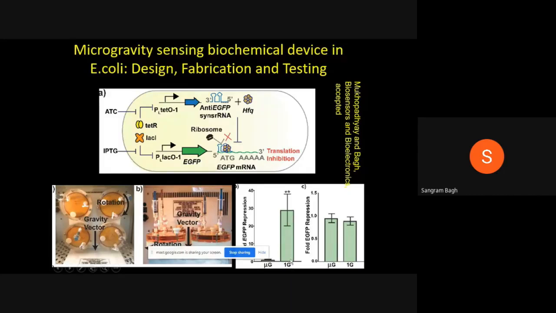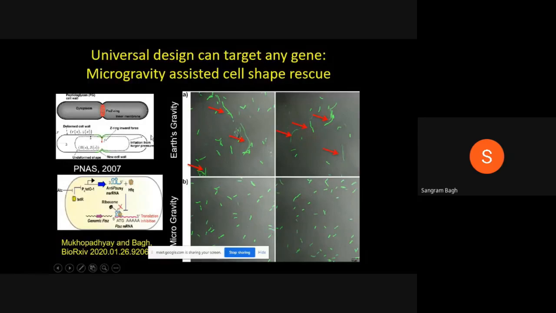When it's gravity, the signal is around 30. So there's almost 30 times difference in the signal. So we're happy that we can do that. And with the microgravity, we can control the cell shape and cell division process.